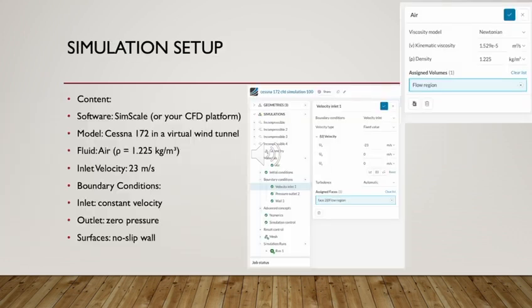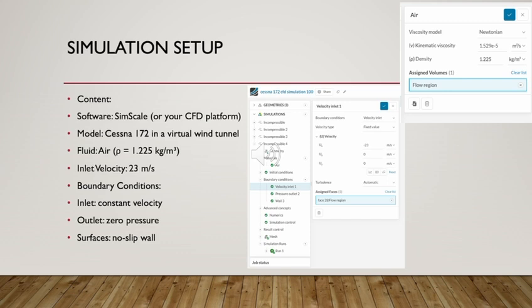Simulation setup. The simulation was performed using a simplified model of a Cessna 172 placed in a virtual wind tunnel. Air was modeled as the fluid with a constant density of 1.225 kg per cubic meter. The inlet velocity was set to 23 meters per second and standard boundary conditions were applied to reflect realistic flow behavior.